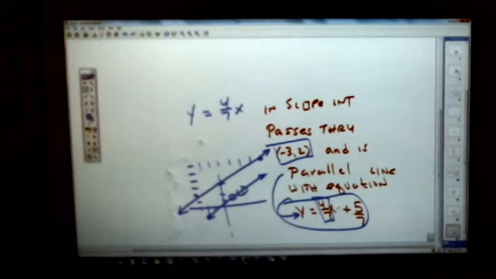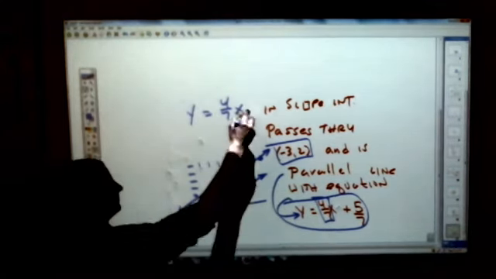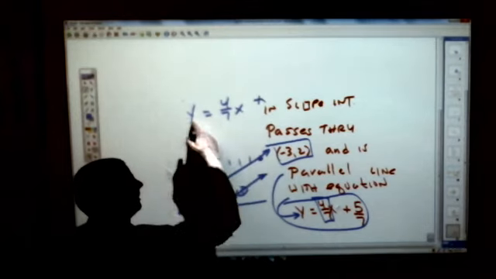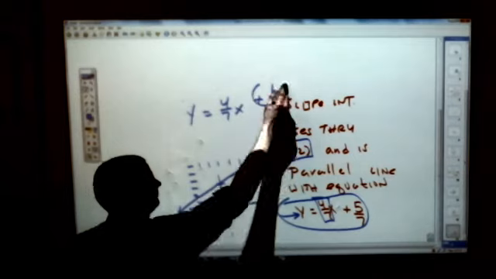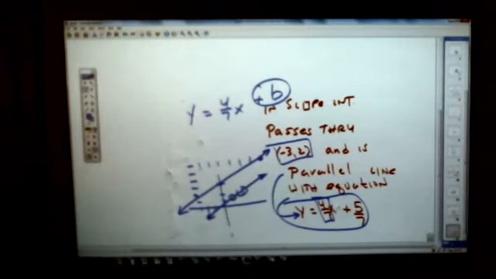So, here, I'm going to give you this. Look. Y, I know that y equals 4x plus b. That's what I know so far, and I need to figure out what b is. How can I figure out what b is?